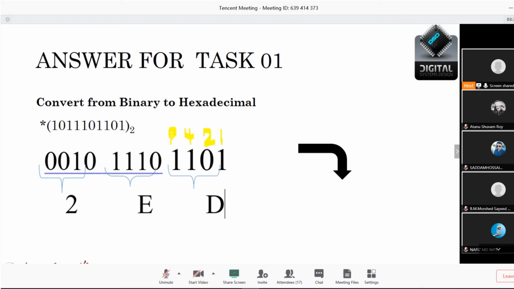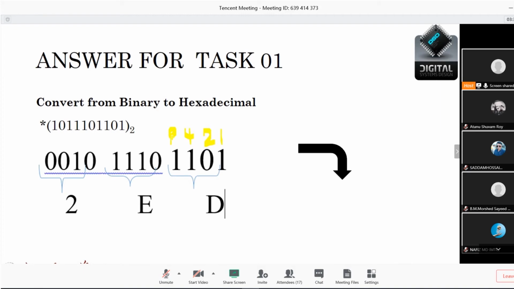Let me change my pointer. Okay, if you can see, if I add 8 plus 4, it becomes 12, and 12 plus 1 becomes 13. You know that I can count up to 9. 10 becomes A, 11 becomes B, 12 is C, 13 is D. The same is for E, as well as for 2. Then simply I can say my answer is 2ED in base 16.